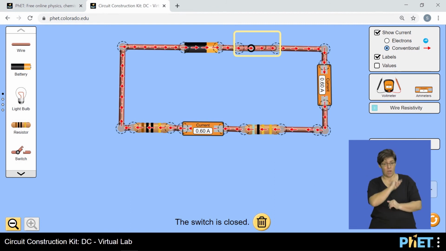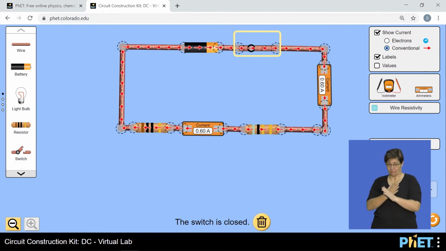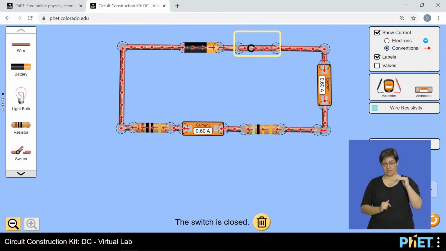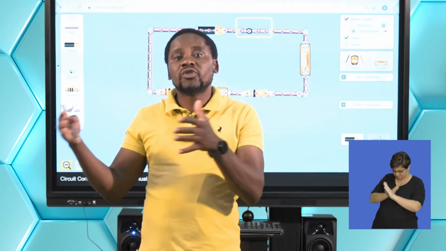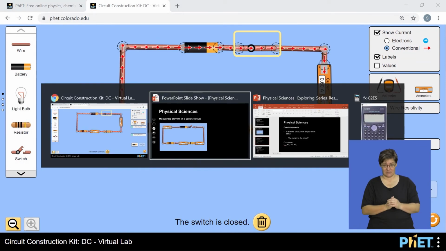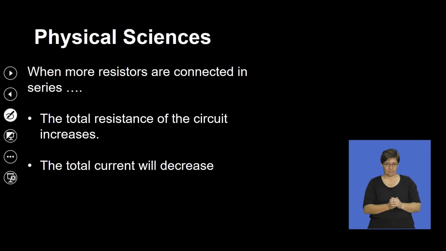Why? Because the total resistance in the circuit has increased. If we increase the total resistance, effectively we are increasing the opposition to the flow of charge, which means there is greater resistance. Hence, there is lower current flow in the circuit. That's a very important observation to take note of. So when more resistors are connected in series, R total, the total resistance, will increase, while the total current will decrease. Current decreases while the resistance increases.